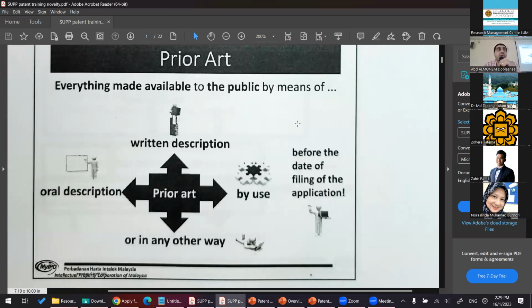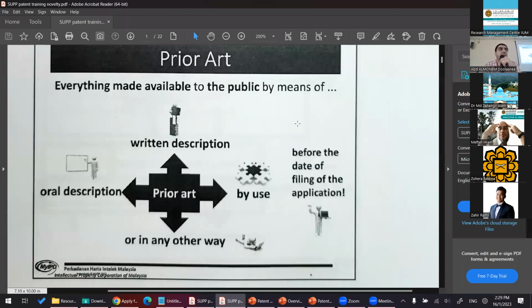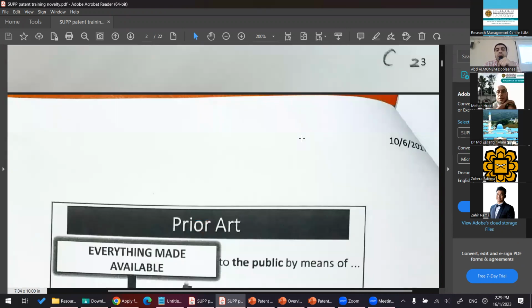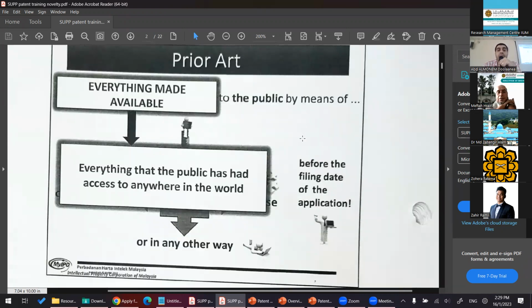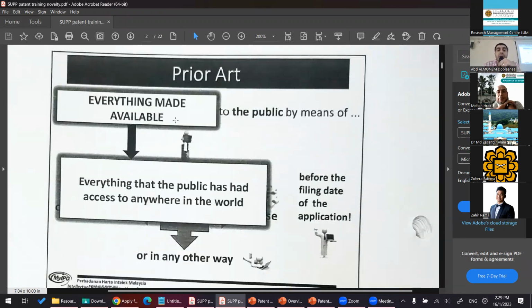Even if you disclose it to your friend, it is still considered disclosure and prior art. If he can prove later, if you want to infringe your patent, or if you want to invalidate your patent, he can prove that you disclosed that to him, and he can invalidate your patent. Available to the public means everything that the public has access to anywhere in the world, in any way, before the filing date.